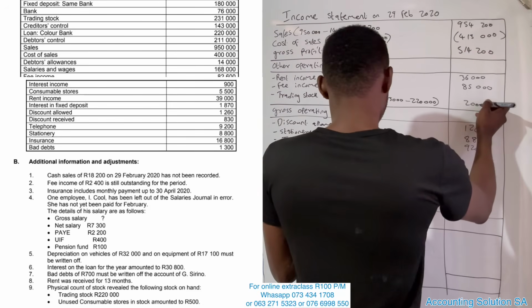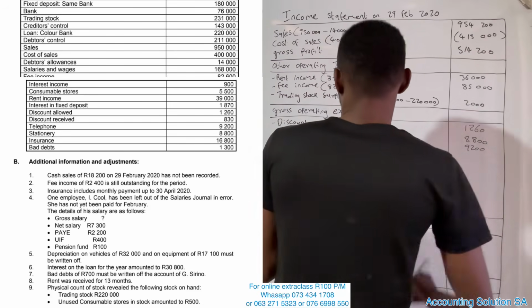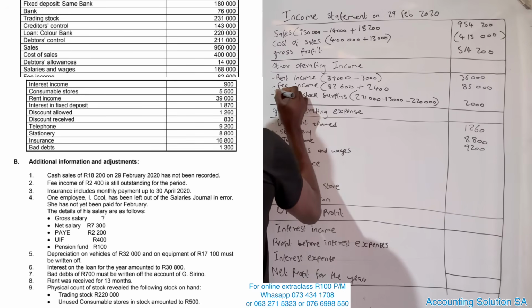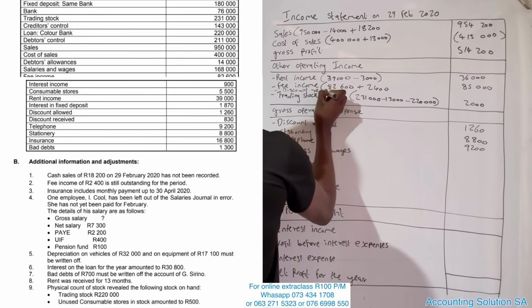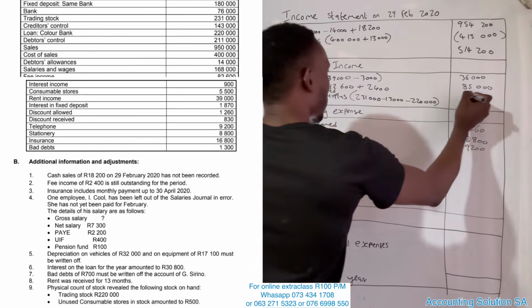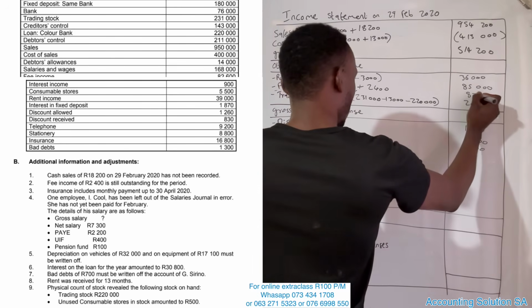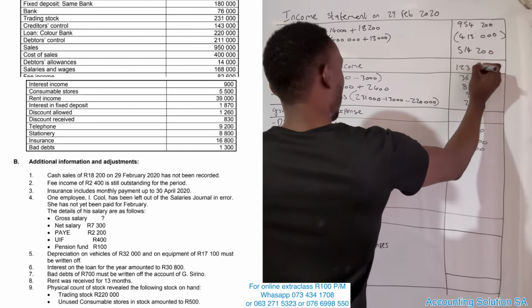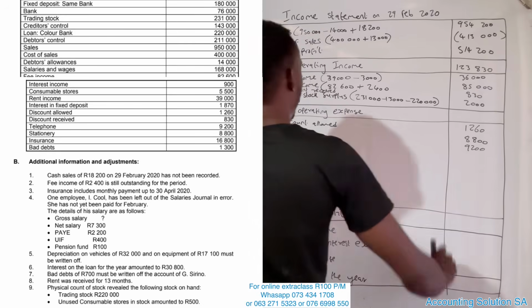So totals, you must add everything. Okay, there was a discount received. Discount received. There was no mark. It was given as it is. And when you add, you're gonna get 123.